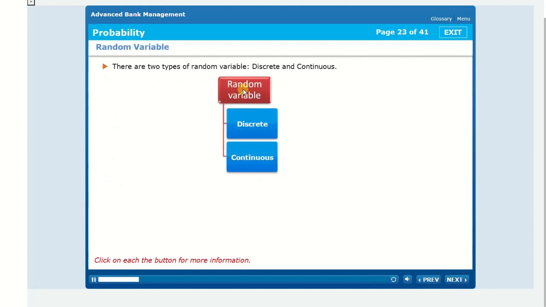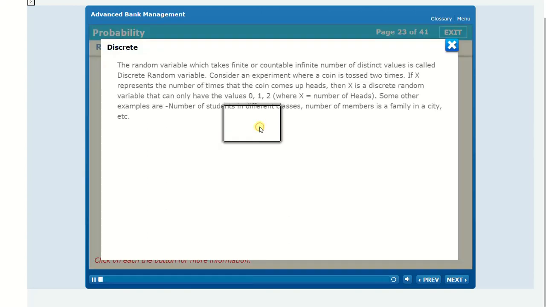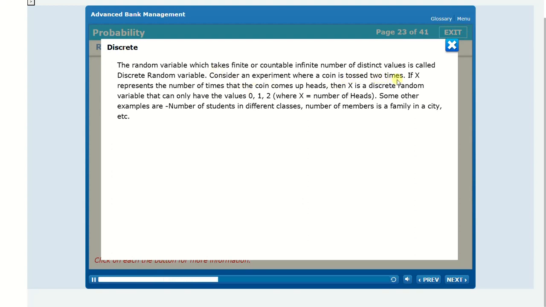Random variable. There are 2 types of random variable, discrete and continuous. Discrete: the random variable which takes a finite or countably infinite number of distinct values is called a discrete random variable. Consider an experiment where a coin is tossed 2 times. If X represents the number of times that the coin comes up heads, then X is a discrete random variable that can only have the values 0, 1, 2. Some other examples are the number of students in different classes, the number of members of a family in a city, etc.